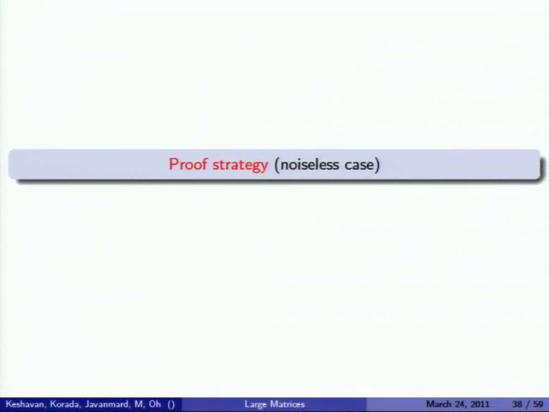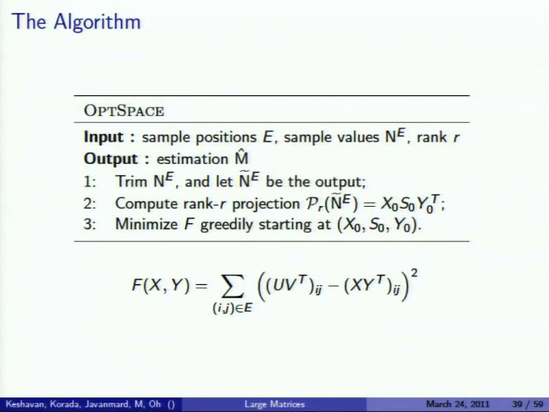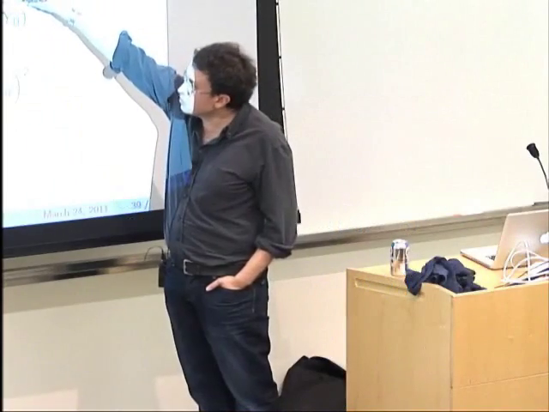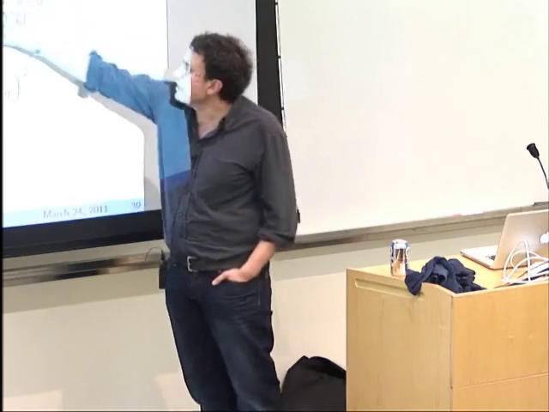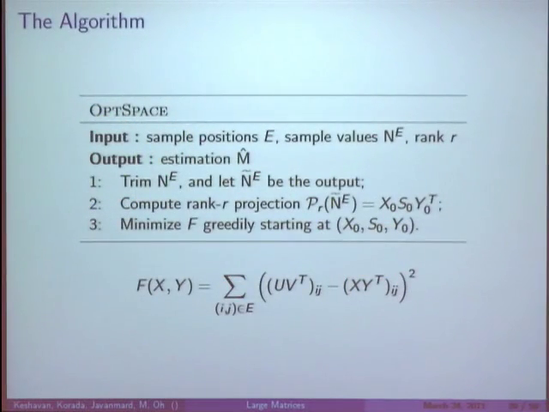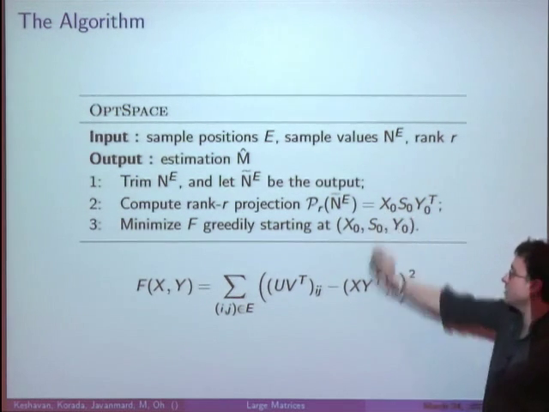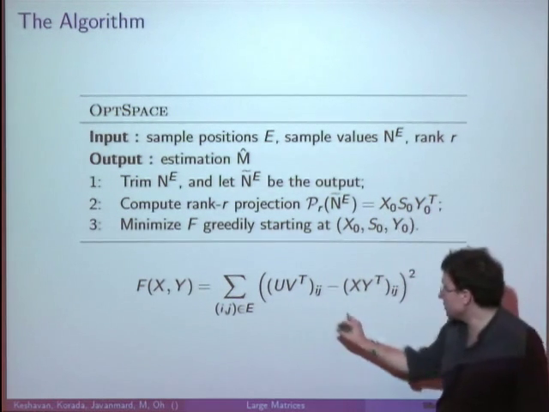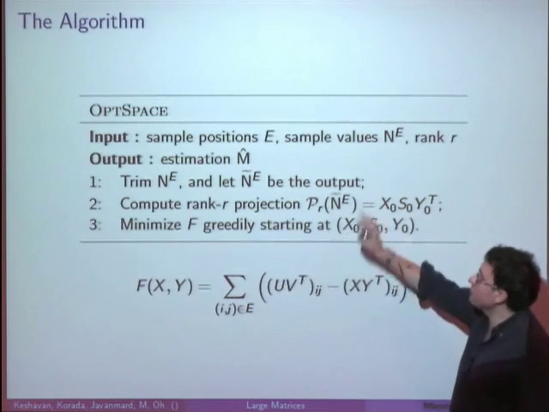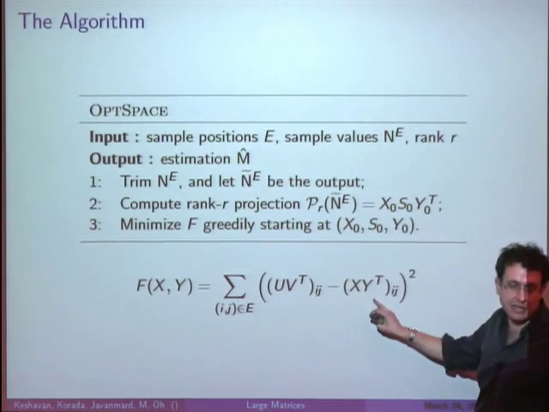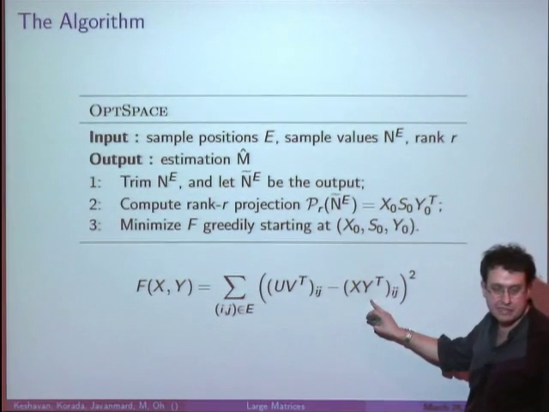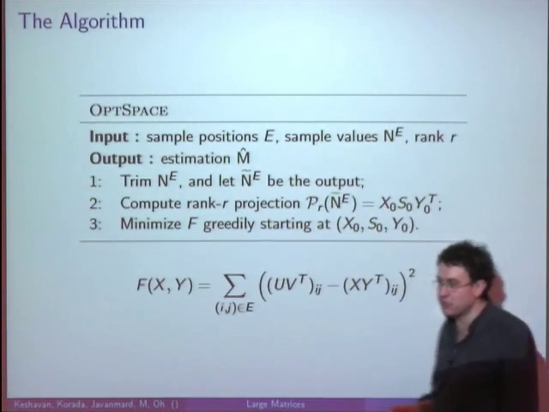Okay, so I'll have one slide about the proof. Again, the algorithm that I described is that you do the rank R projection by singular value decomposition, and then you minimize the cost function greedily, starting at whatever singular value decomposition gave you. The cost function, think of the noiseless case, is UV transpose, this is your matrix, minus XY transpose, this is what you're minimizing over, and you sum these over all the observed entries.